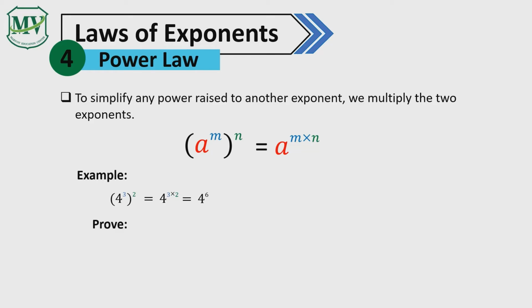Let's prove the answer. 4 cubed and then squared can be expanded as 4 cubed multiplied by 4 cubed. By expanding it again, we will have 4 times 4 times 4, open and close parentheses, multiplied by 4 times 4 times 4, open and close parentheses. As we can see, we have 4 multiplied by itself 6 times. We can shortly write it as 4 raised to the power of 6.